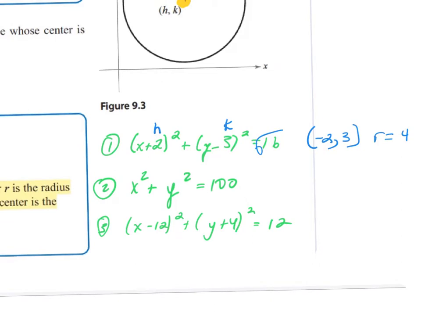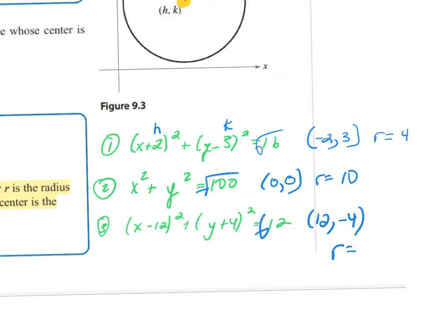So here in number 2, this isn't a trick question. You literally look and say, okay, what number is being added or subtracted to the x? Well, that's 0. What number is being added or subtracted to the y? That's 0. So your circle here is centered at the origin, and your radius is 10 units. For my third one, if I want to know the center, I'm going to say it's at (12, -4), and my radius is the square root of 12.